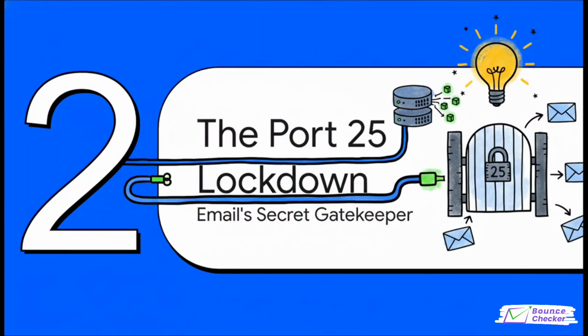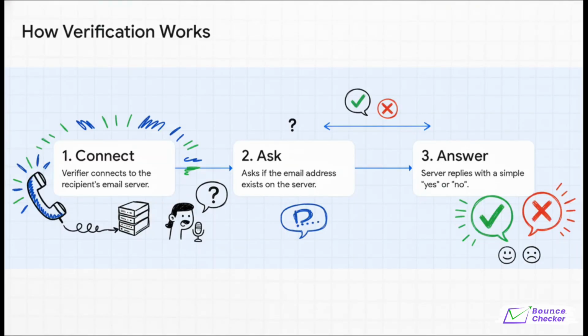And here we go. The whole secret, the key to this entire mystery is something called Port 25. Now I know, that sounds super technical, but don't worry, we're gonna break it down really, really simply. Trust me, this is the aha moment that makes everything else make sense. So first, a super quick refresher on how this whole thing even works. At its heart, verifying an email is basically like making a quick phone call. Your verification tool connects to a person's email server and just asks, hey, does Jane Doe's email exist here? And the server just gives a simple yep or nope. That's it. It's a quick, direct little chat.